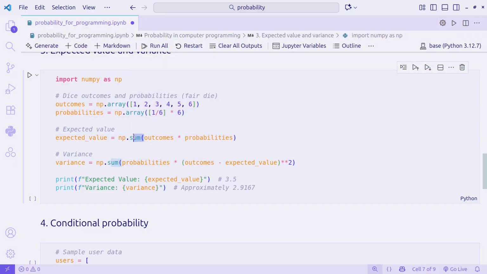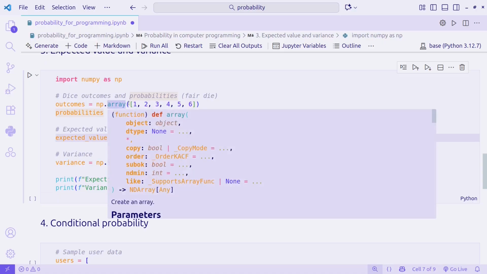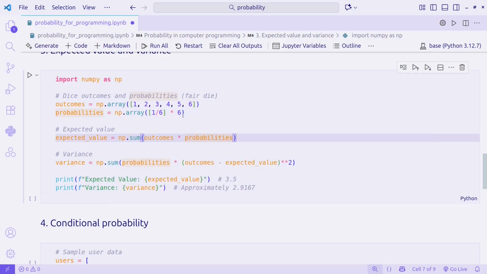I do the summation of this product, outcomes times probabilities. So I have 6 outcomes and 6 corresponding probabilities. That's why I would do element-wise multiplication and then I add all the products up to get the expected value.